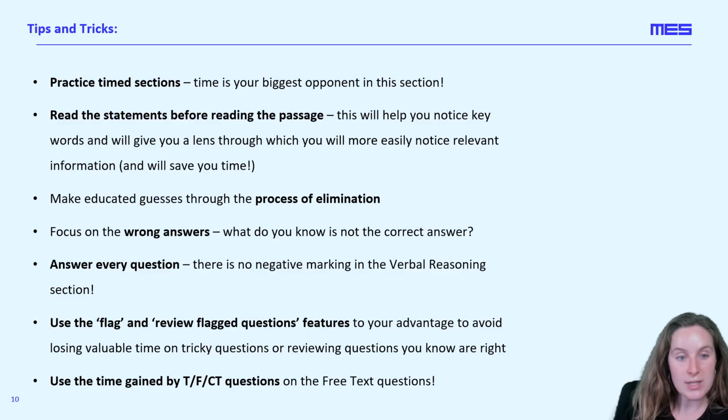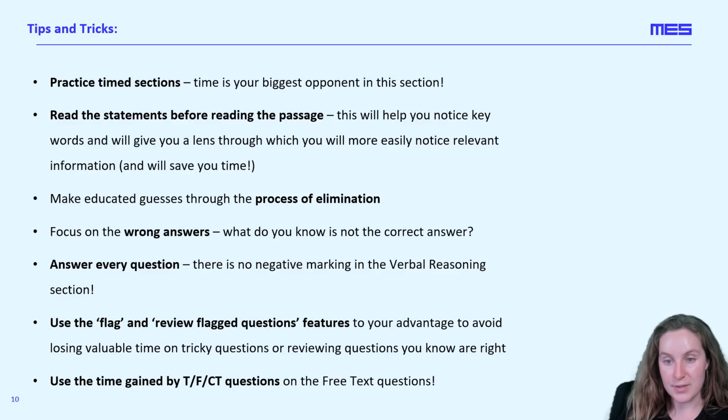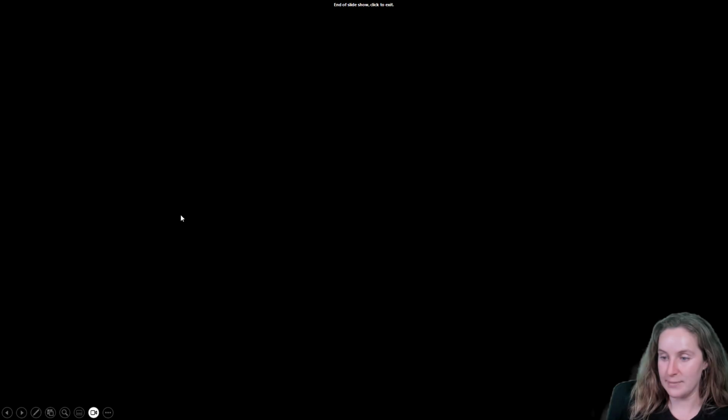Also, you want to use the time gained by the true, false, can't tell questions for extra time on the free text questions, because there is less reading that you have to do for those true, false, can't tell questions because you always have the same answers. You just have to work out the veracity of the statement, whereas in the free text questions you have to read the question or the incomplete statement as well as 4 answer choices and work out the correct answer from there. So you may need a little bit more time there, so make sure you use your time wisely.